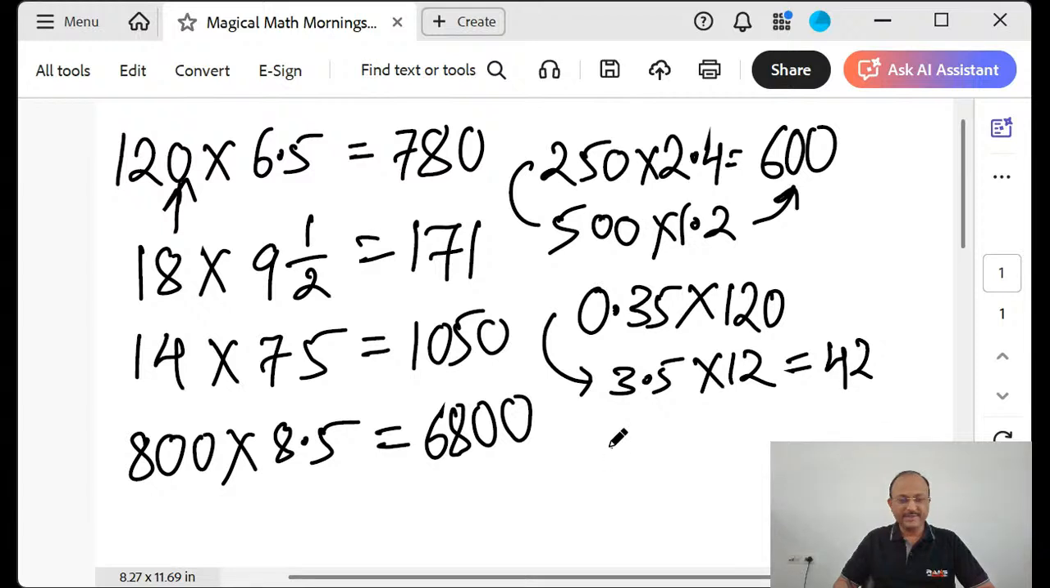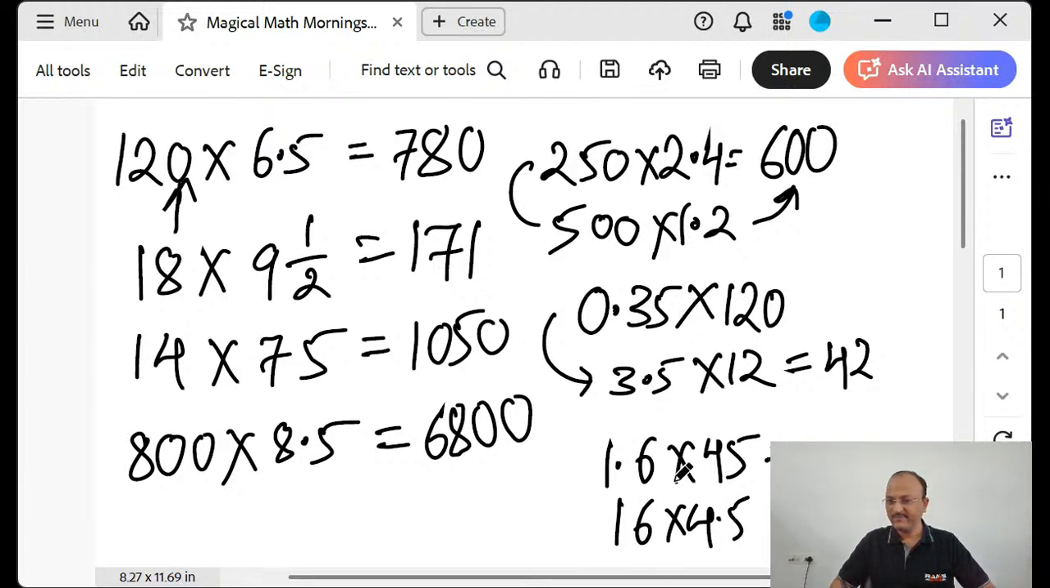Let me take 1.6 into 45. 1.6 times 45. These numbers we should be able to tell immediately. Correct, no? Yes. 1.6 half is 0.8. It is as if multiplying 16 with 4.5. Correct. 9 8s are 72. Yes, very good. So you all got familiar with the concept.